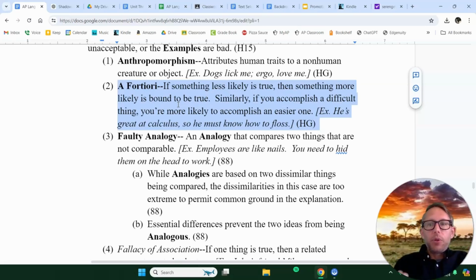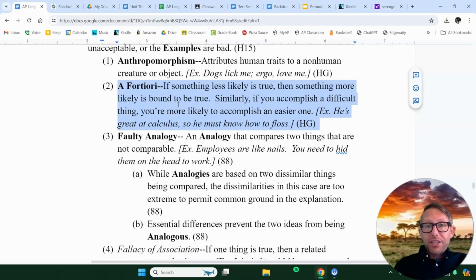So therefore something simple like rubbing a piece of string in between your teeth has to be a piece of cake for a guy like that. Not necessarily the case, okay? Same goes with there. It says if you accomplish a difficult thing, you're more likely to accomplish an easier one. Well, that's all very subjective.